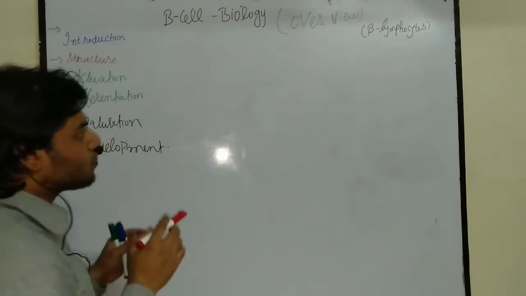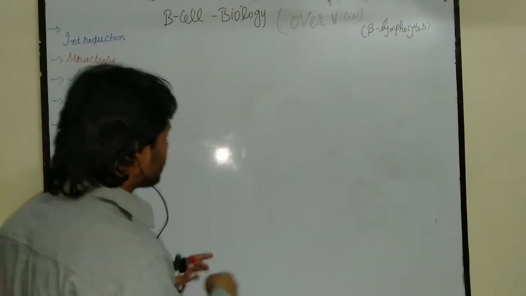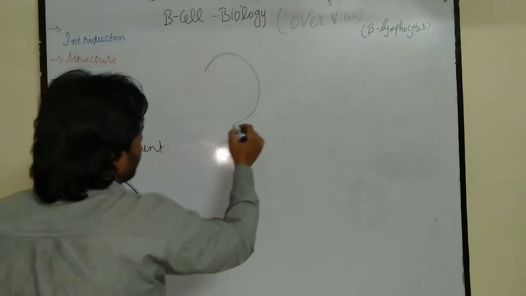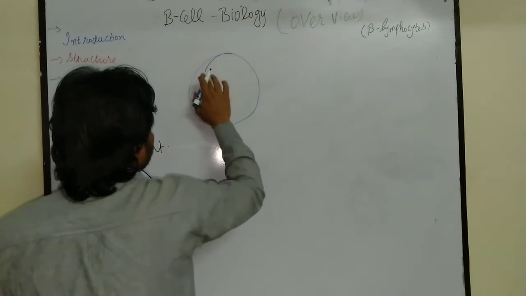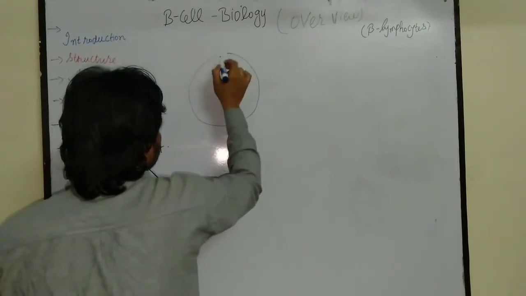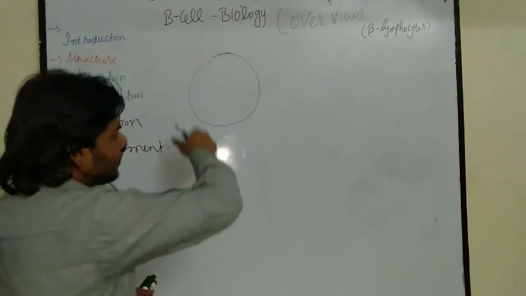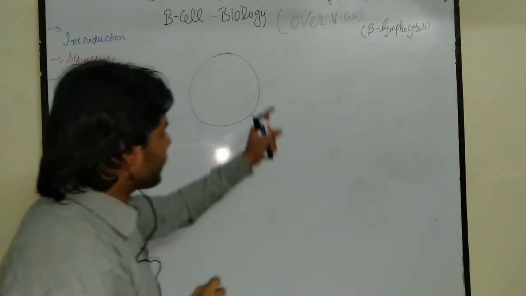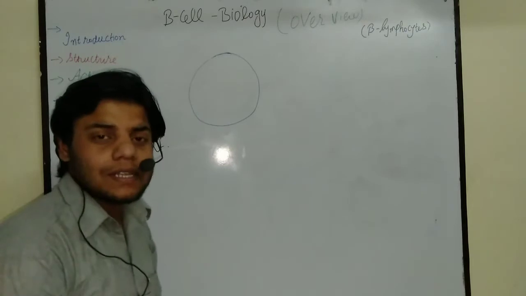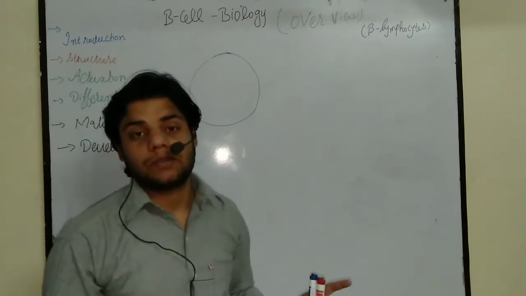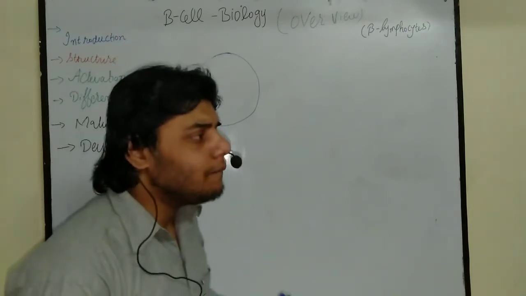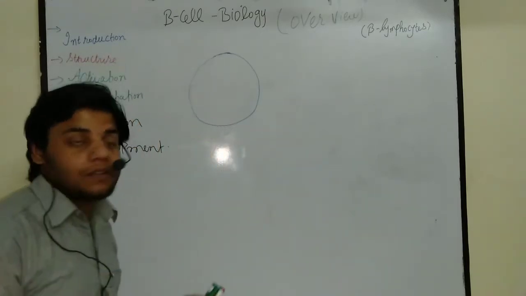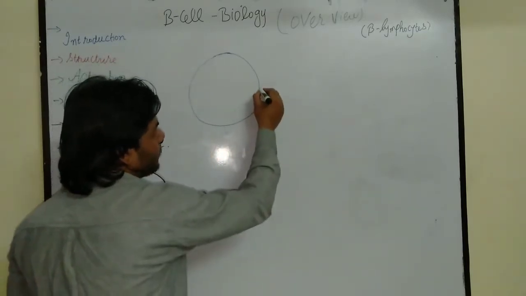Then we have the structure of the B cell. The B cell is not exactly circular in structure, but somehow it is similar to circular in shape. Whenever we talk about the B cell structure, mainly it has receptors. We mainly identify the B cell by its receptor, which we call the B cell receptor. So let me draw.